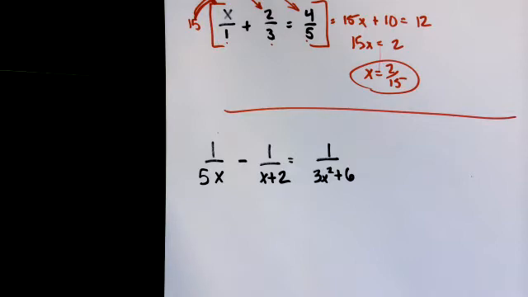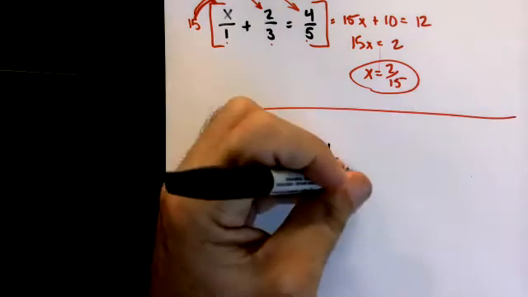So they're going to give us something that looks like this. So we've got 1 over 5x minus 1 over x plus 2 equals 1 over 3x squared plus 6x. Sorry, I should have an x here.